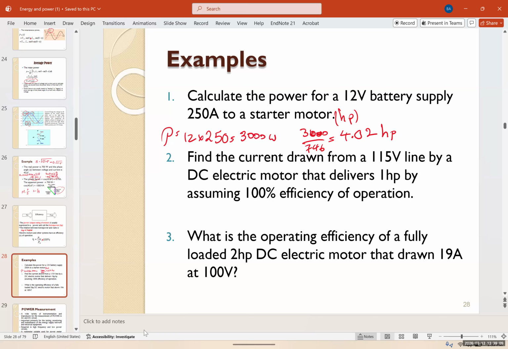We want to find the current drawn from a 115-volt line by a DC electric motor that delivers 1 horsepower, assuming 100% efficiency of operation. I want you to solve the second and the third question as well. I'll give you a few minutes to think on this. Again, 1 horsepower is 746 watts.